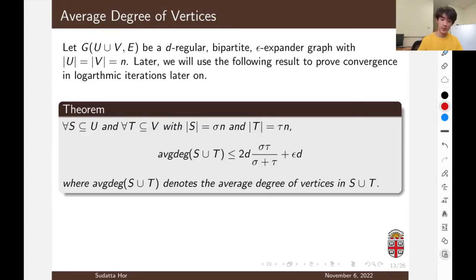Next, we'll state a fundamental theorem that we will use later on to prove convergence. Let's say we have a bipartite expander graph, and we take any set of vertices S in U, and any set of vertices T in V. And then we can find an upper bound for the average degree in the union of S and T.